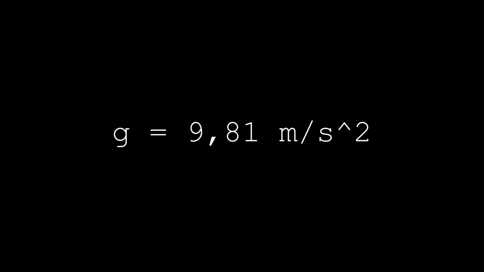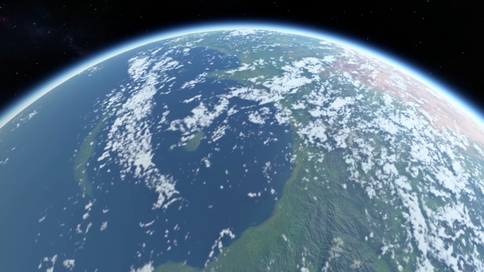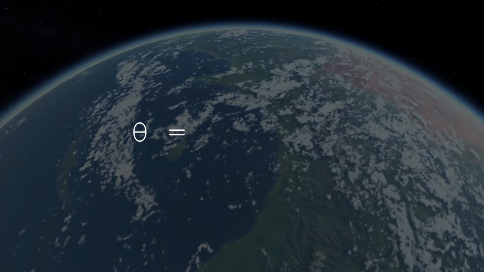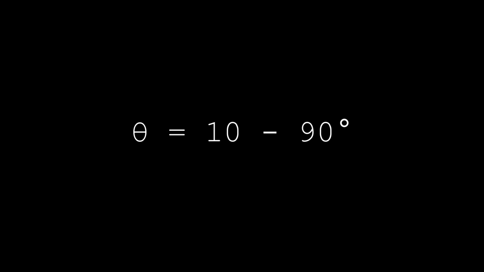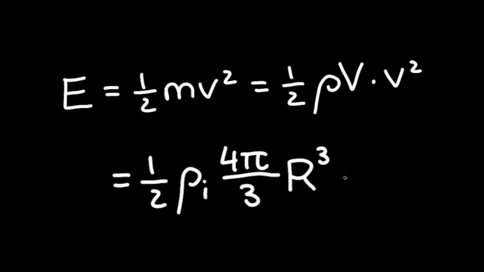The surface gravity is equal to that of Earth, 9.81 meters per second squared. The angle at which the asteroid hits Kerbin is something we cannot really know. It can either be head-on or flying across the surface before it hits. So I will say that it can be between 10 and 90 degrees from the horizon. Then we have the kinetic energy that I wrote in terms of the mass and velocity of the asteroid. And then I rewrote the mass as density times volume. The latter depends on the radius and thus has been moved to the other side of the equation.